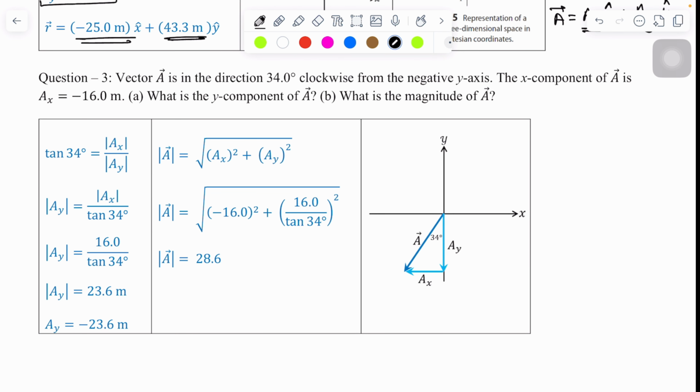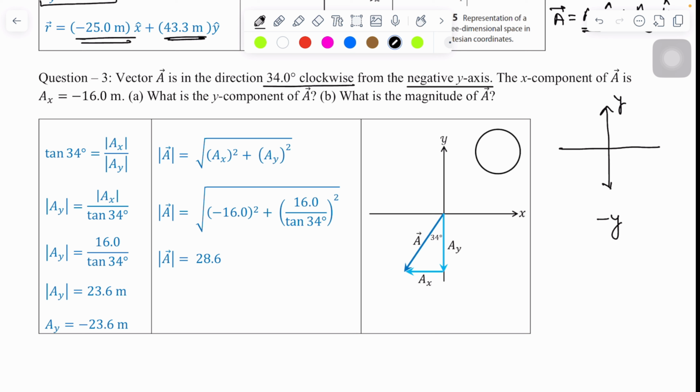This one I like. Let vector A be in the direction of 34 degree clockwise from the negative y-axis. This is something very important students missed in the question. Let's say this is your x and this is your y. Can I say this is your negative y? Fine. Okay. Second thing, clockwise.